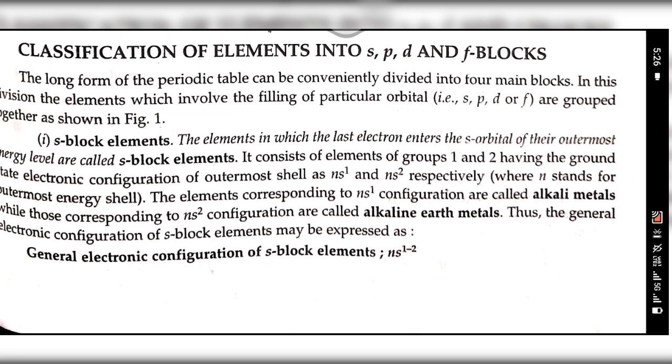It consists of elements of groups 1 and 2 having the ground state electronic configuration of the outermost shell as ns1 and ns2 respectively, where n stands for the outermost energy shell. The elements corresponding to ns1 configuration are called alkali metals, while those corresponding to ns2 configuration are known as alkaline earth metals. Thus, the general electronic configuration of s block elements may be expressed as ns1-2.